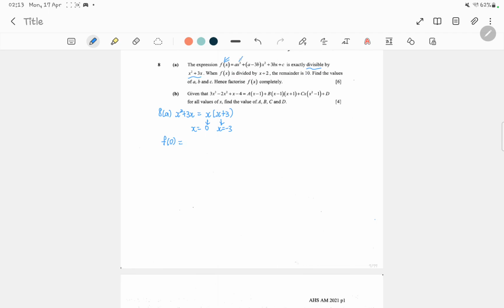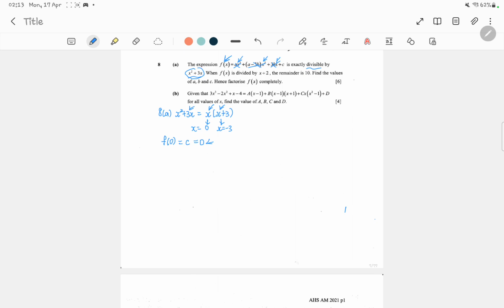So for f of 0, I'm going to substitute all the x with 0. All of this is gone because x equals 0. So f of 0 equals c, which means that c equals 0 because of the factor theorem. As mentioned earlier, x squared plus 3x is a factor of f(x), and we have factorized it into these two, which means f of 0 gives a value equal to 0.